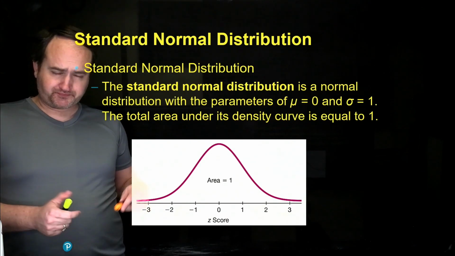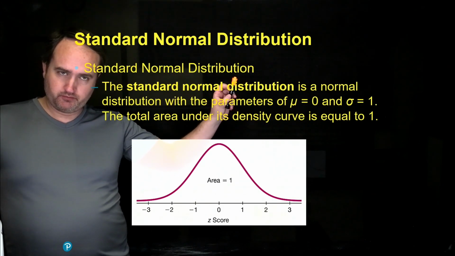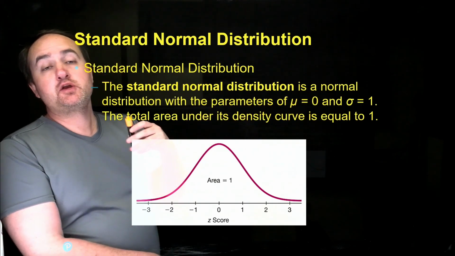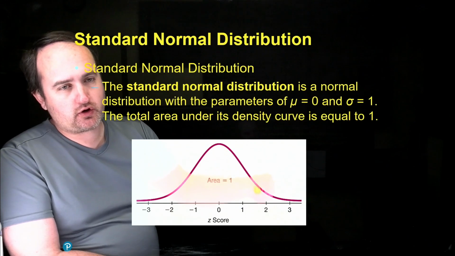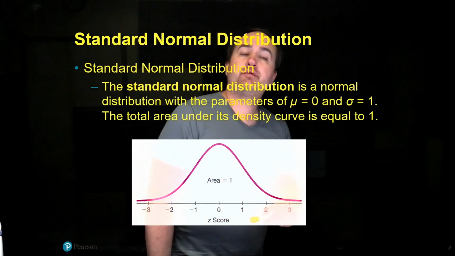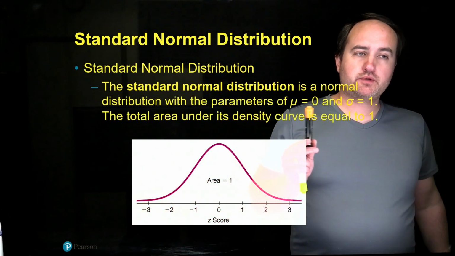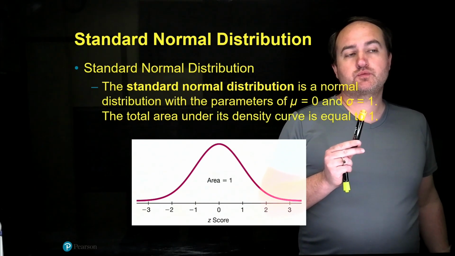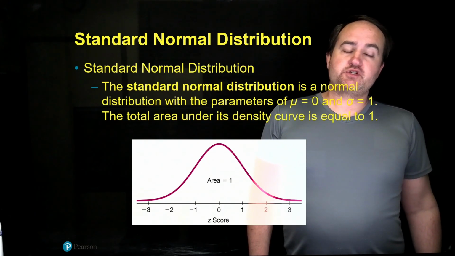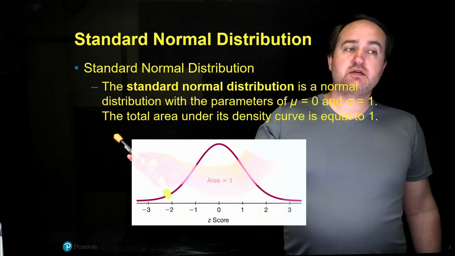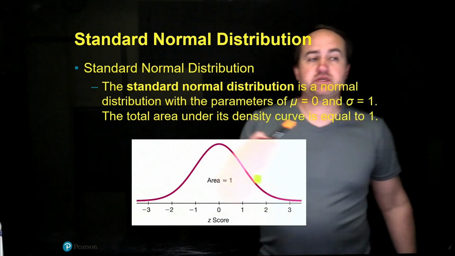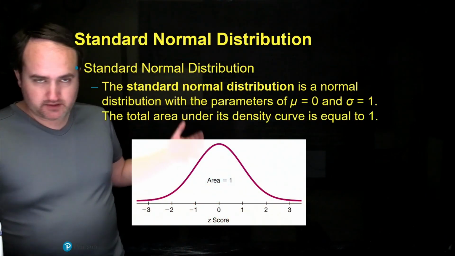Okay, so in order to be a standard normal distribution, it has to be a normal distribution, so it has to have a bell-shaped curve that's symmetric about the middle, and it has to have the parameter of mu equals 0, so the mean equals 0, and sigma equals 1. Remember, sigma is the standard deviation of the population. Just like with the uniform distribution and any other continuous probability distribution, the total area under its density curve is equal to 1, as I've said a bazillion times.